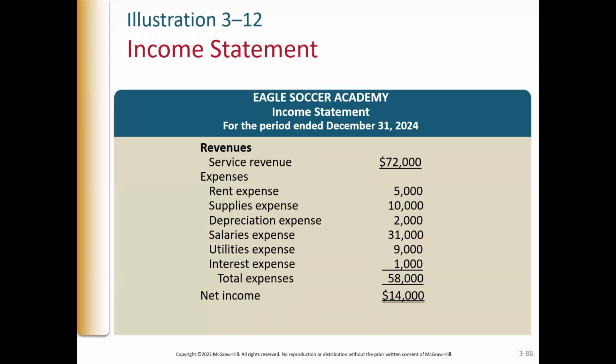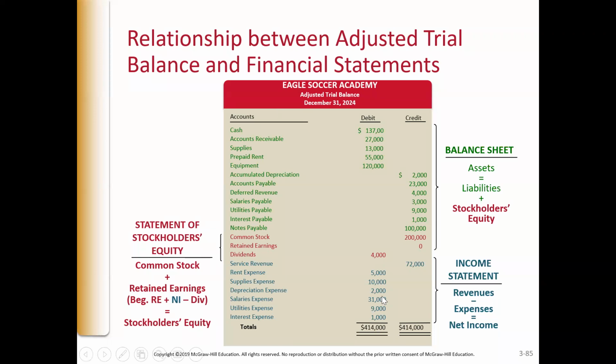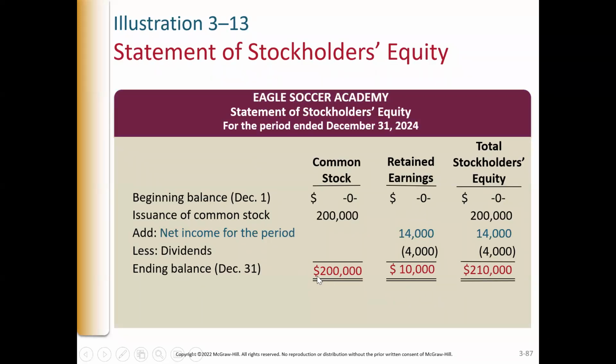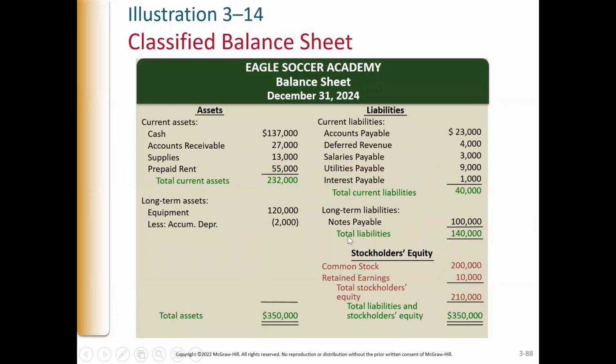So from this adjusted trial balance, we will show our revenue of $72,000 and all of our expenses here to create our income statement. From there, we create our statement of stockholders' equity, which basically the net income will come from the income statement, but everything else will come from the adjusted trial balance. Lastly, we then create our balance sheet.